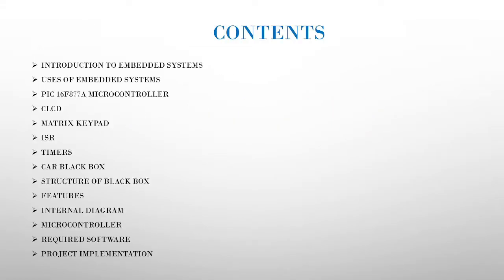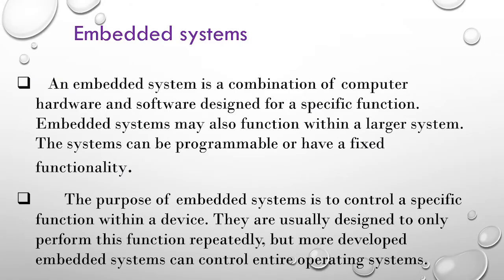These are the contents we have included in this project: introduction to embedded systems, uses of embedded systems, the microcontroller that we have used, and we have discussed car black box and structure of car black box, features and internal diagram, microcontroller and required software to implement this project, and lastly we have shown the output of our project.